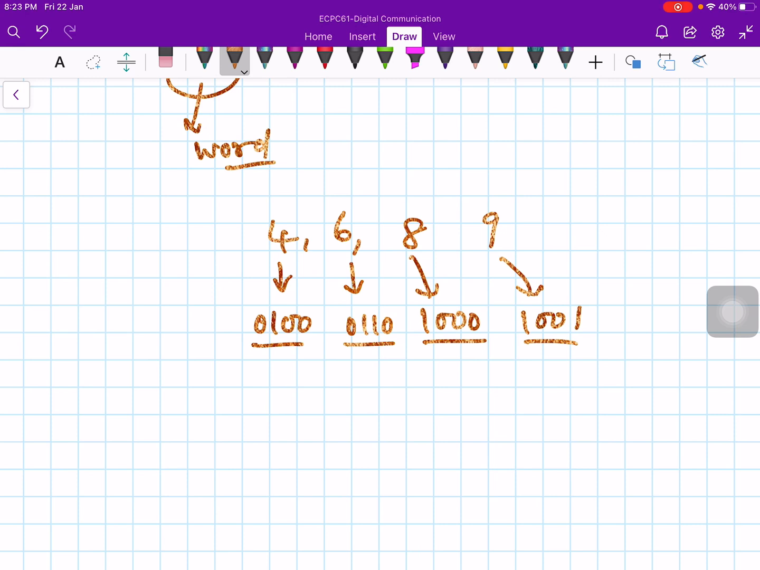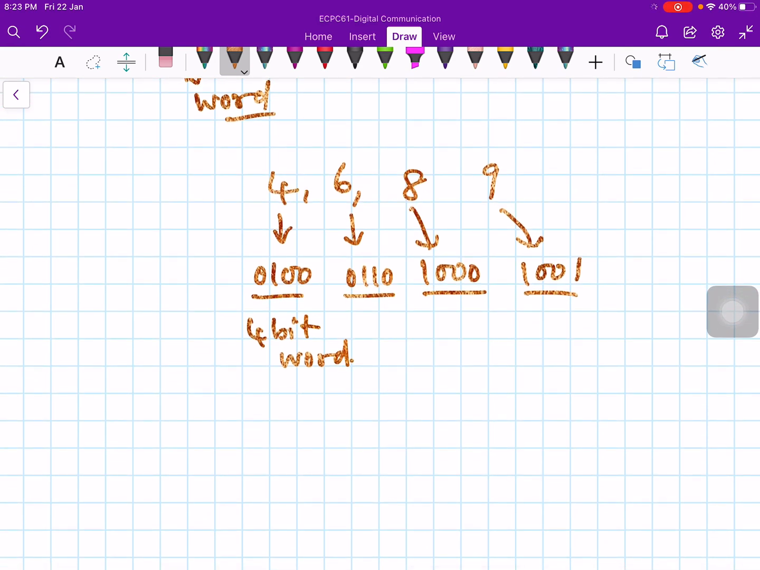Okay, they are 4-bit words, assuming that my total number of levels is only 16. So if you have 16 levels, then 4 bits are enough to represent these 16 levels. Okay, now let me encode this.